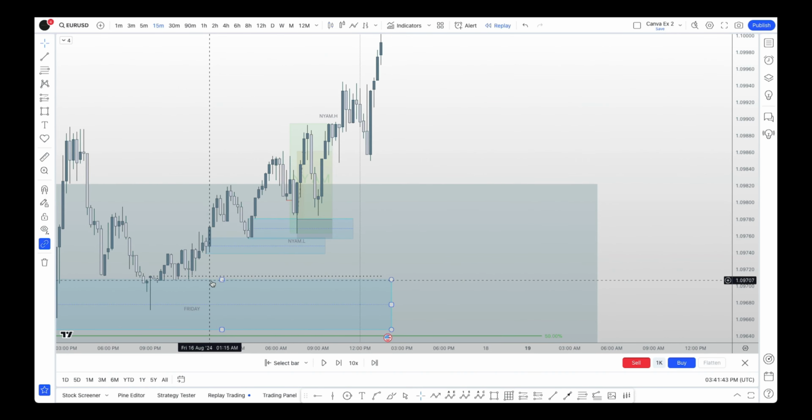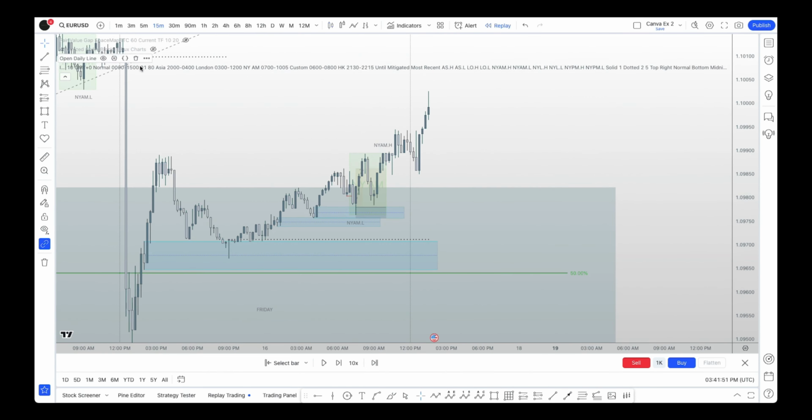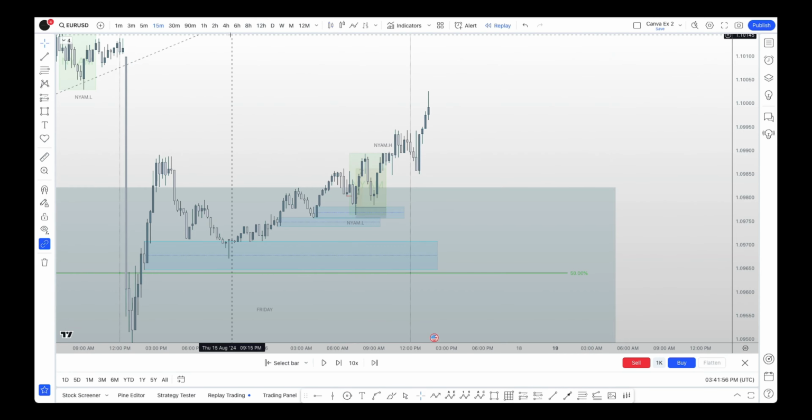You can also use it as a confirmation tool. Obviously, for bearish examples, you want to make sure that your kill zone is under the daily open. But yeah, you can use that. So real quick, let's go over this example again.